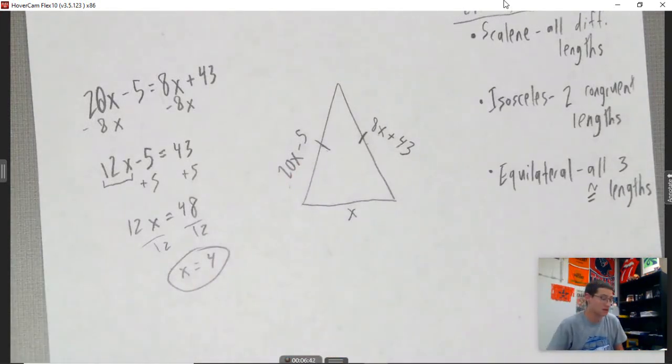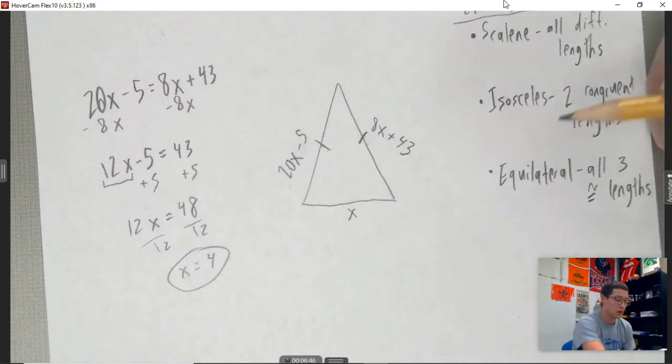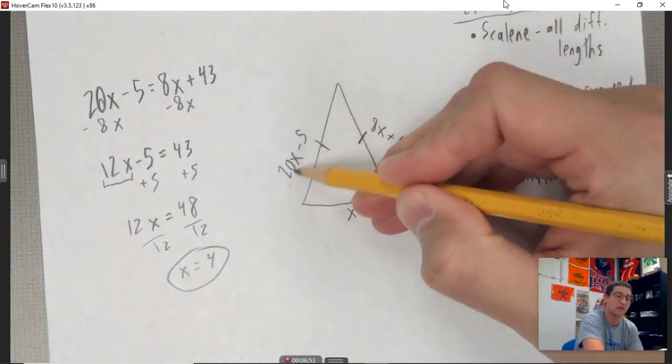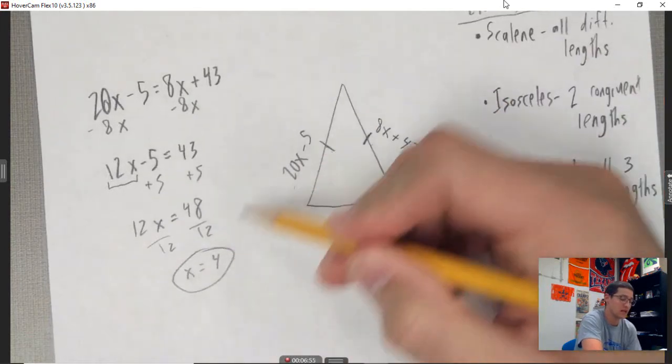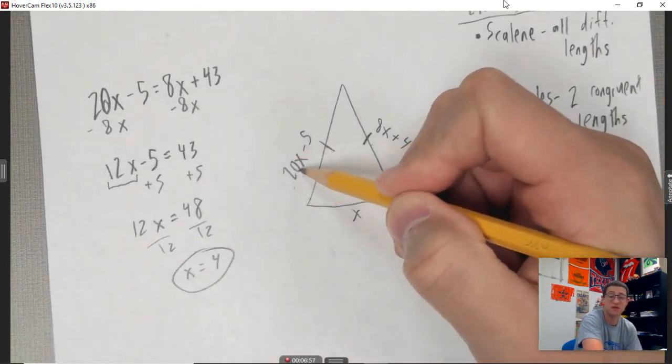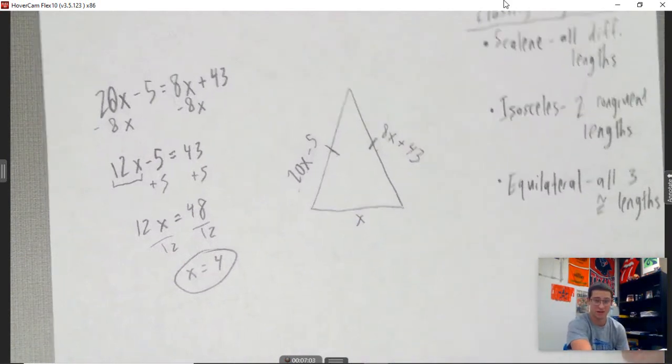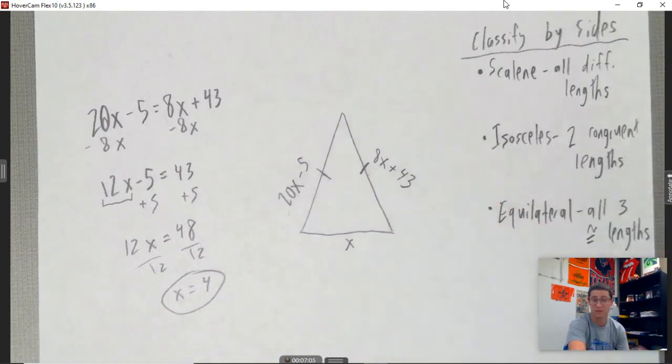And if that's what the problem is asking for, then you're done. So it just depends. Sometimes it just asks for x. Sometimes it might ask for this entire thing. Don't forget that if it asks for this entire thing, you just got to take that x and plug it back in, so you would have 20 times 4 and then subtract 5. Keep that in mind. But that is solving for x there when you know two sides are the same.